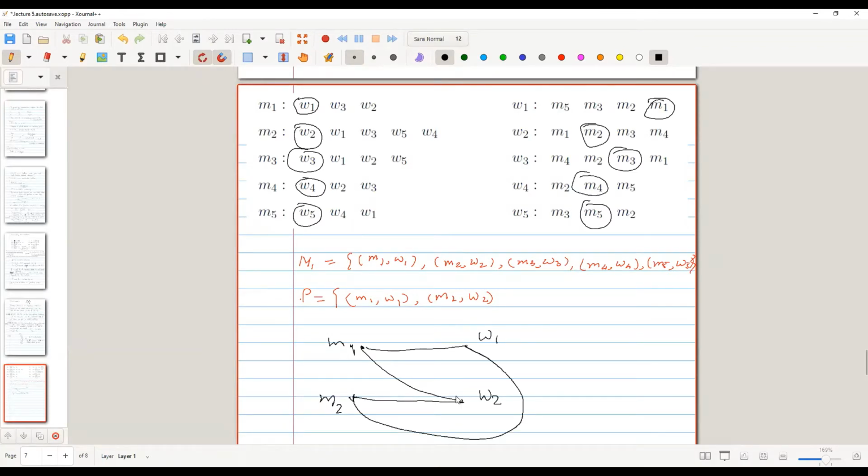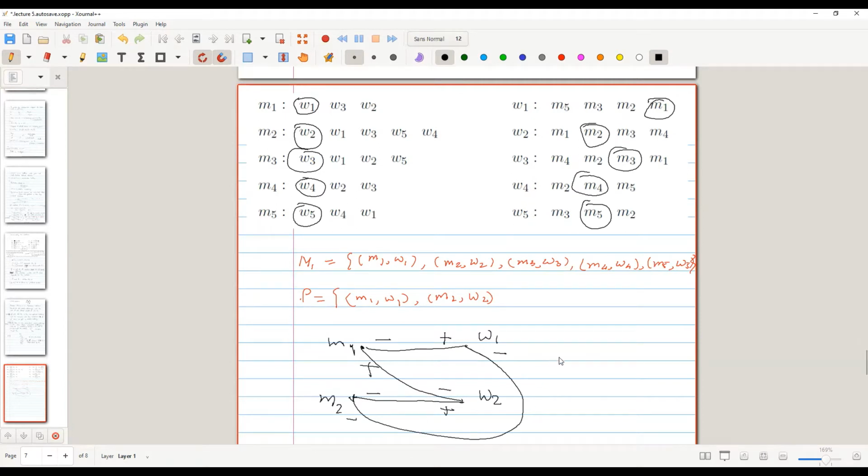So M1 is higher, and that means we have a, sorry, in the preference list of W2, you can see that W1 is there, and in the preference list of W1, M2 is higher. So this completes the cycle. And in this cycle, we can see that M1 prefers W1 to W2, W2 prefers M1 to M2, M2 prefers W2 to W1, and W1 prefers M2 to M1.